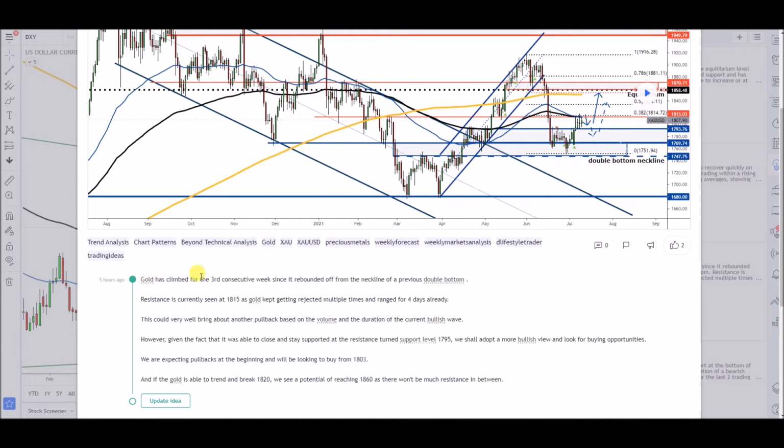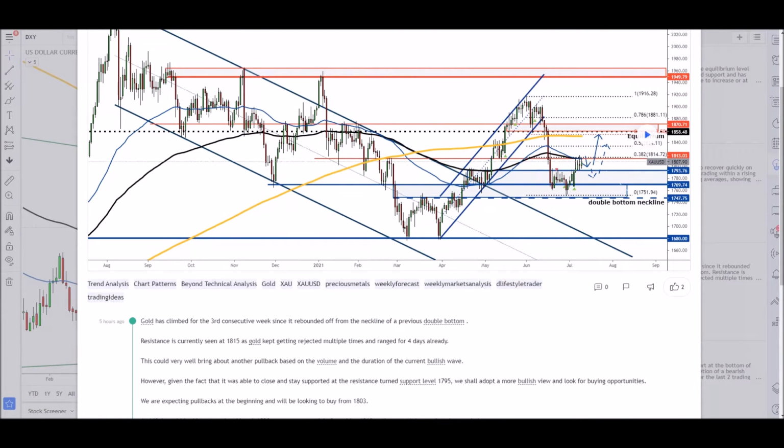So gold has climbed for the 3rd consecutive week since it rebounded off from the neckline of a previous double bottom. So the double bottom is right here, and the price has gone up, right? It came down back to the neckline right here and found support, and then it has also rebounded off.